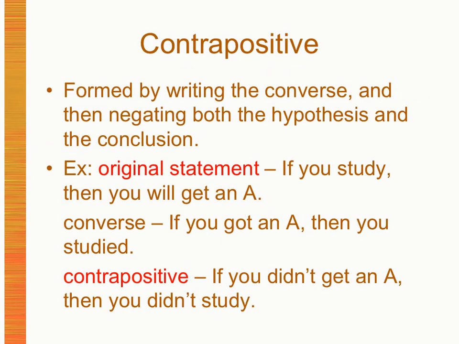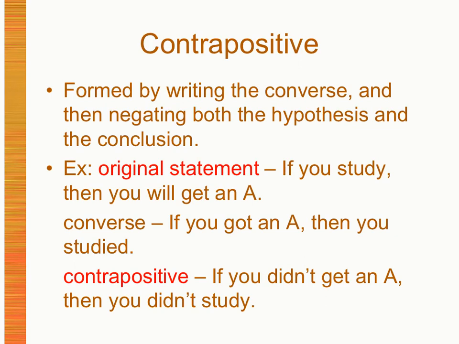Now the one that has the most work, and it's the biggest word, contrapositive. To form the contrapositive, we are going to first write the converse, and then we're going to negate both the hypothesis and the conclusion. So it's got the most work. If you'd rather negate and then converse, either way. But you've got to flip it, and you also have to negate it. So we're flipping and negating for the contrapositive.